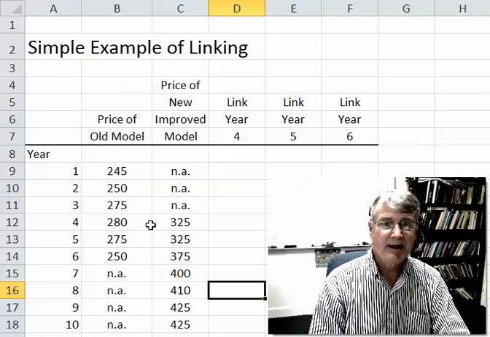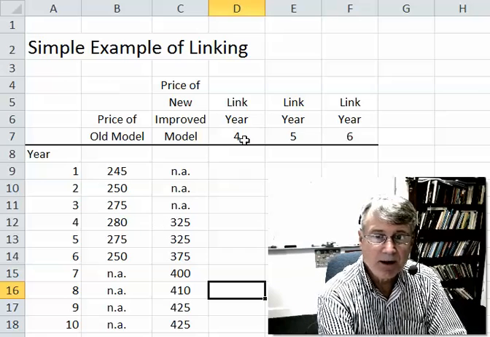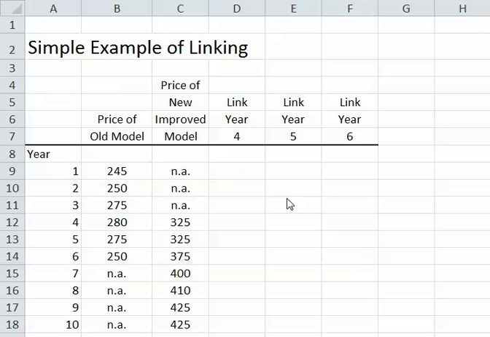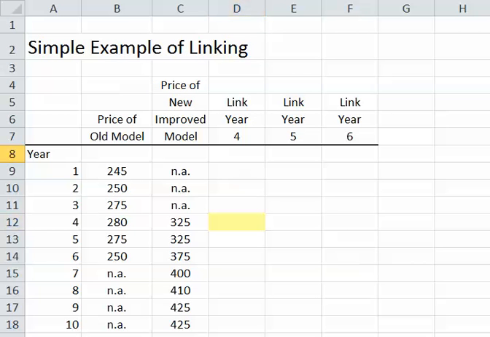So here's how we link them. You have to choose a linking year, and I've set it up so that we can do this 3 times. Let me move my image out of the way so you can see. In this first one, let's link them in year 4.